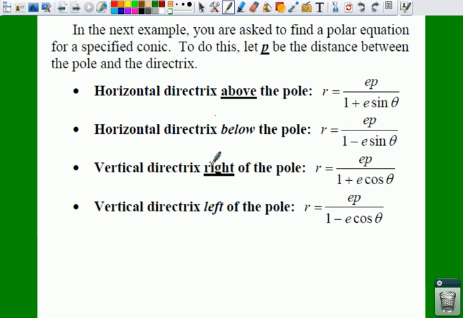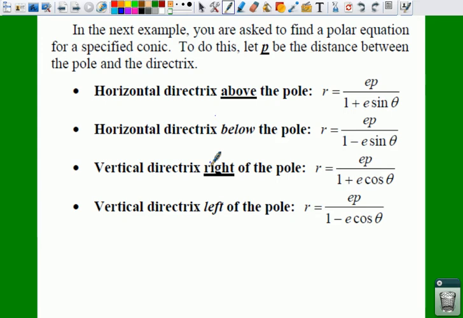And here, last part of lesson 9.7, which also means the last part of chapter 9. What we're going to be doing next is writing polar equations for a specific conic.